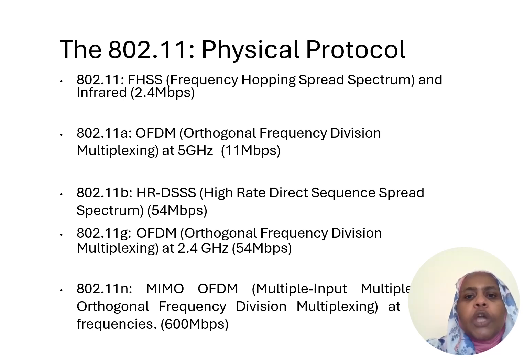The first, the frequency hopping spread spectrum and the infrared, was up to 2 megabit per second. The direct sequence spread spectrum was up to 11 megabit per second. The OFDM was up to 54 megabit per second, and the OFDM again was up to 54 megabit per second. The multiple input, multiple output OFDM reached 600 megabit per second.